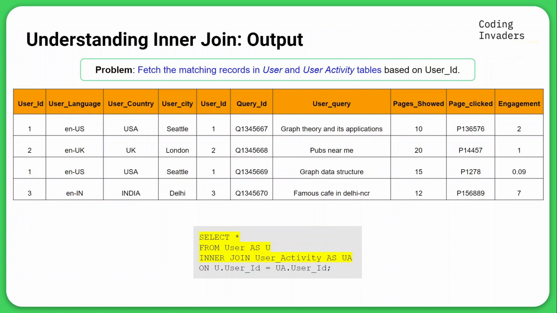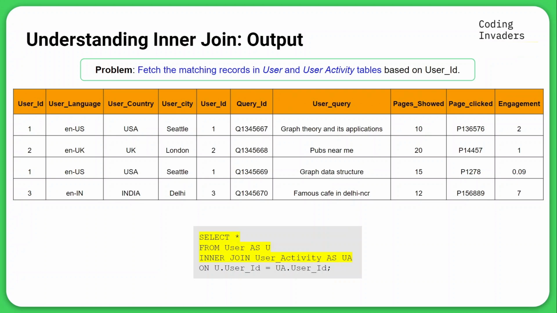Alias names are again temporary names and are only valid for this particular query. It is not stored anywhere. It is not changing the name of the table. It is just for this query. It is like a pet name or a nickname that you are giving to the table. For user, we write U, and for user activity we write UA.